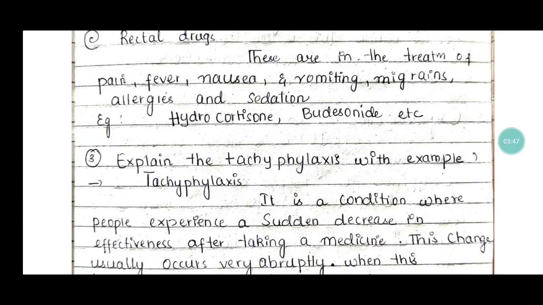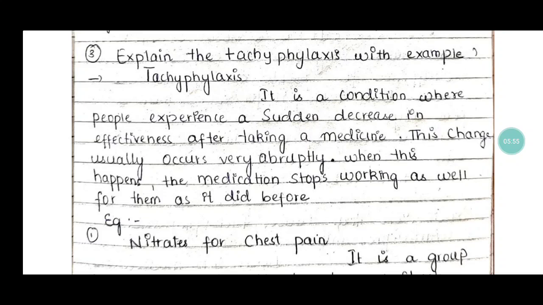So question number third, explain tachyphylaxis with example. So what is tachyphylaxis? It is the condition where people experience a sudden decrease in effectiveness after taking a medicine. The change usually occurs very abruptly. When this happens, the medication stops working as well for them as it did before.